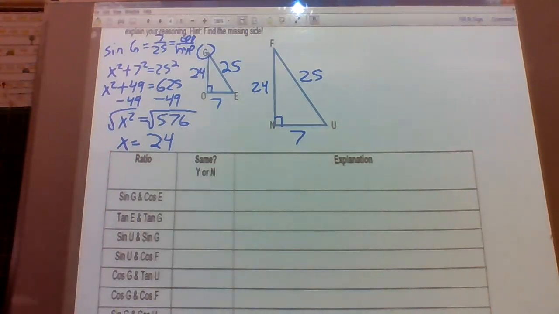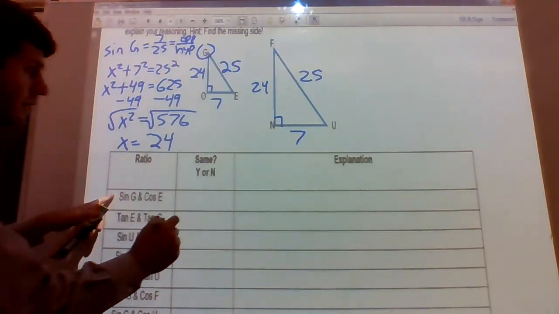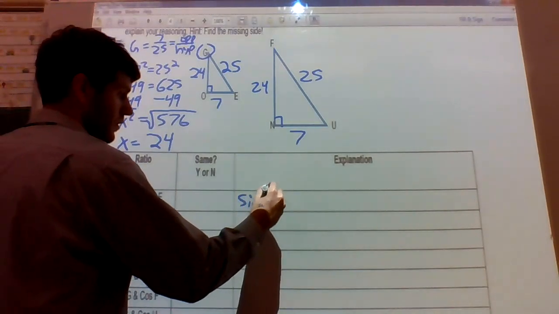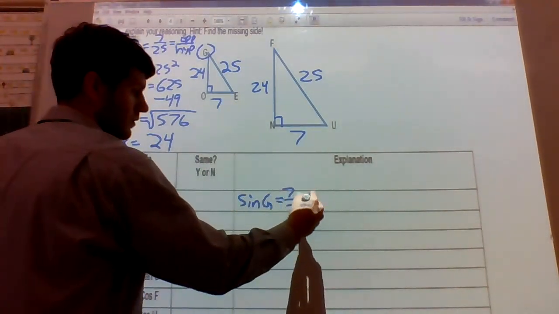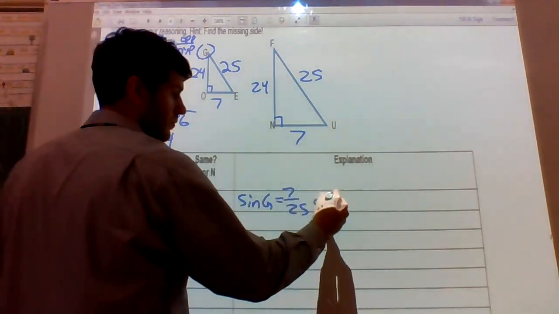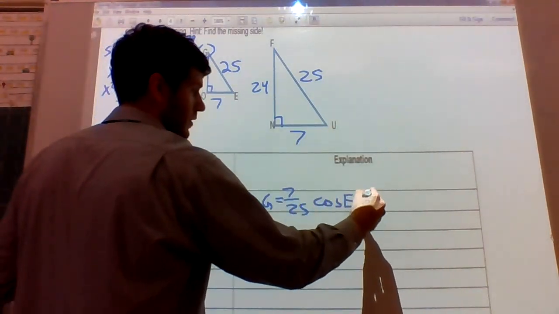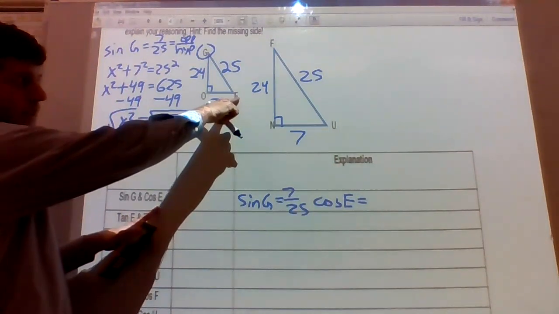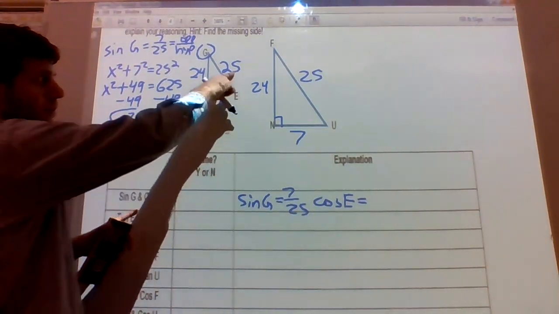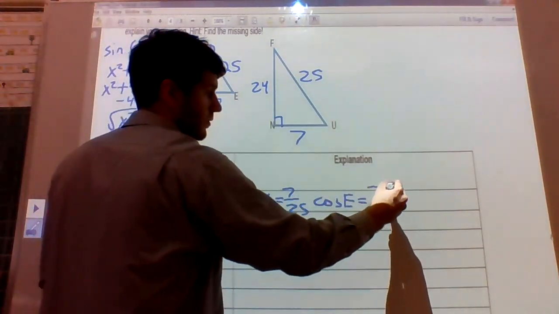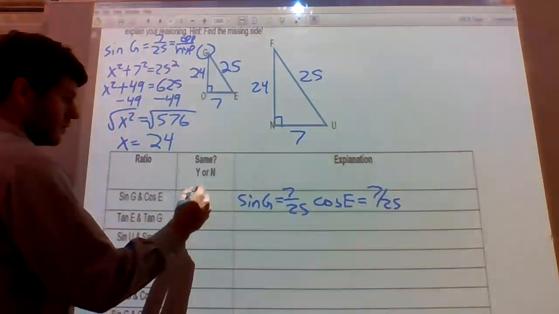Okay, we can then fill in our chart here. Sine of g and cosine of e. So sine of g, we know the sine of g is going to be equal to 7 over 25. It was given to us. Cosine of e, though, adjacent is 7. Cosine's adjacent over hypotenuse. So adjacent is 7, hypotenuse is 25. So those ratios are equal, yes.